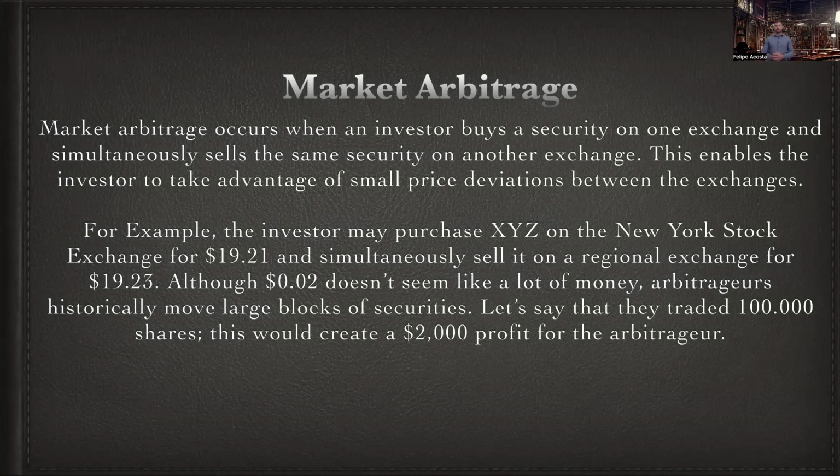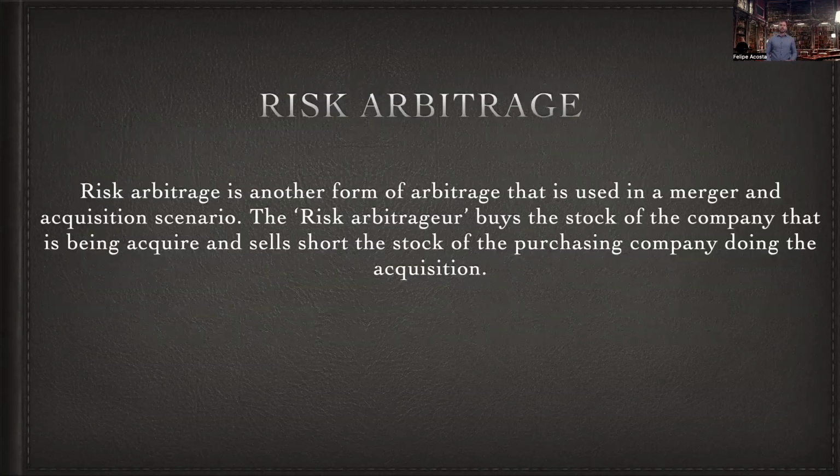Although 2 cents doesn't seem like a lot of money, arbitrageurs historically moved large blocks of securities. So let's say they traded 100,000 shares. This would create a $2,000 profit for the arbitrageur. That's a hard word for me to pronounce, but they would usually make the money on large amounts of securities, right?